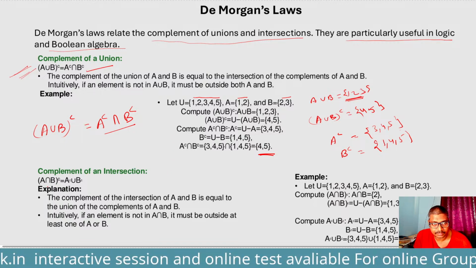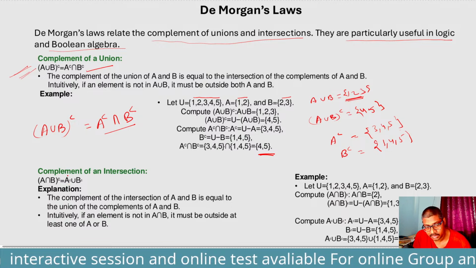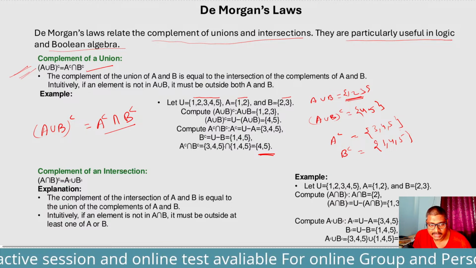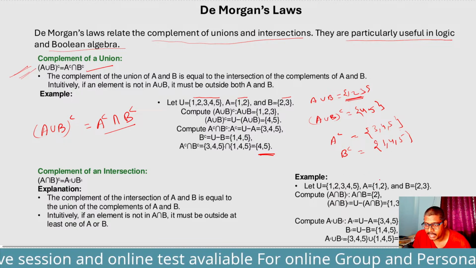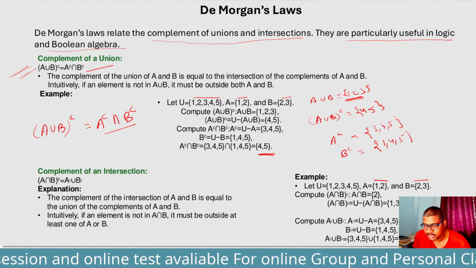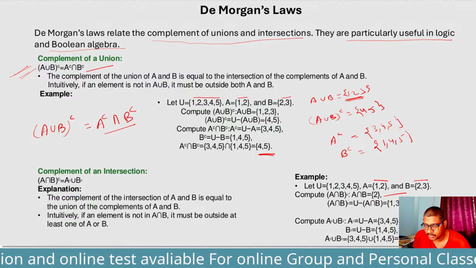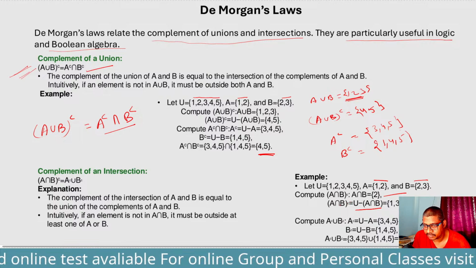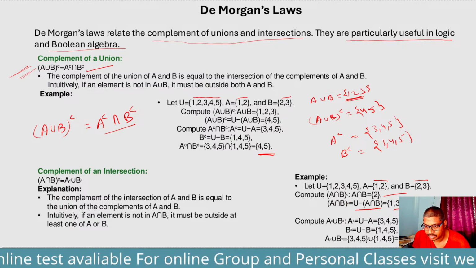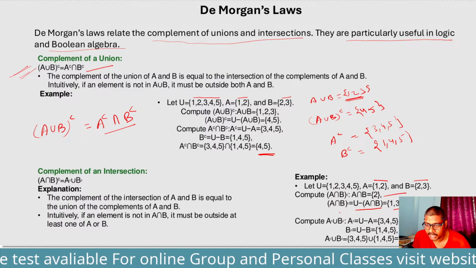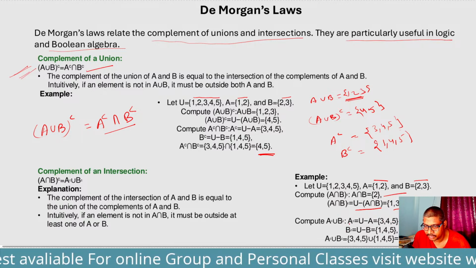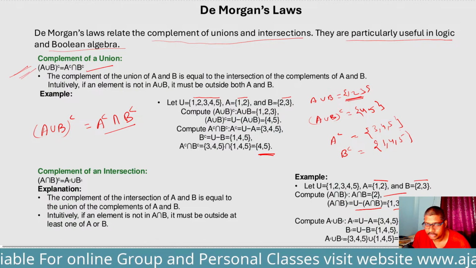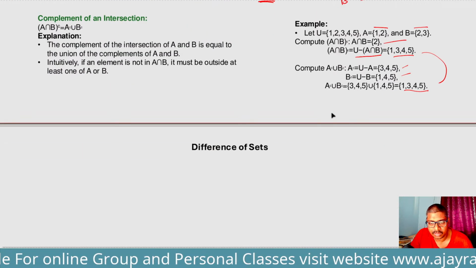The same holds for the complement of an intersection. If we have an intersection and its complement, we take the union of the individual complements. So for A intersection B, here A is 1 2 and B is 2 3, so A intersection B is 2. The complement of A intersection B is U minus that, which is 1 3 4 5. And the union of the individual complements, 3 4 5 and 1 4 5, is 1 3 4 5, so they are equal. So it's satisfying De Morgan's law. This is our De Morgan's law.